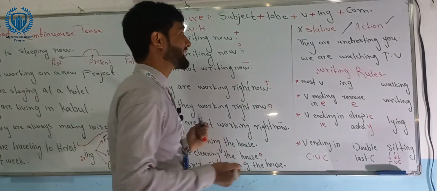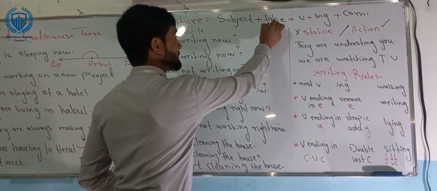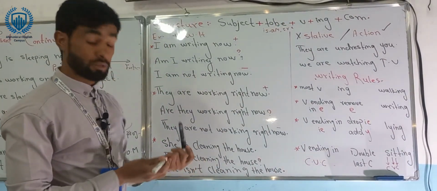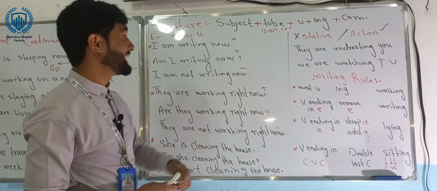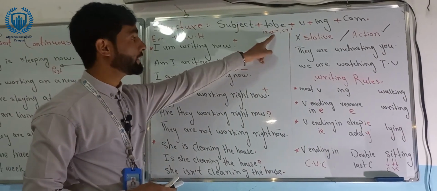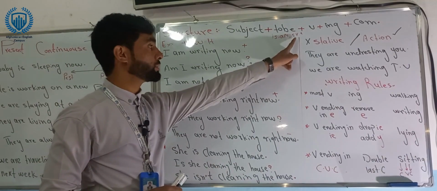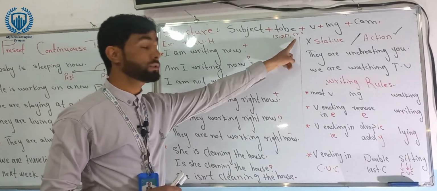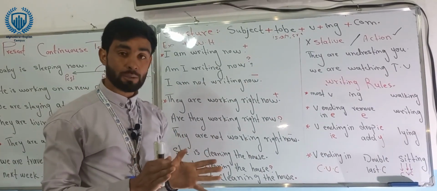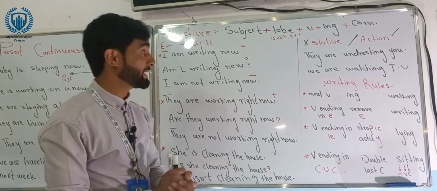The to be verbs in the present continuous tense are is, am, and are. These three to be verbs are used in the continuous tense. It depends on the subject. If the subject is I, we have to use am. If the subject is he, she, it, we have to use is. If the subject is we, you, they, we have to use are. Whatever our subject is, we use the matching to be verb.